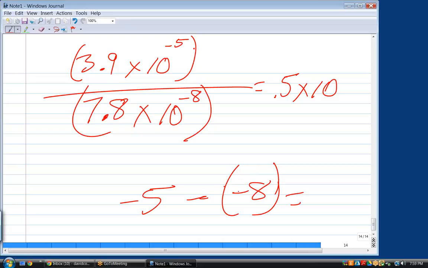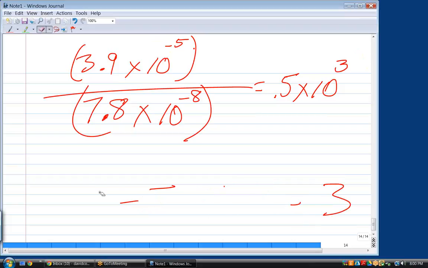Positive 3? Yeah. In other words, these two minus signs become a positive sign. So it's the same as minus 5 plus 8. Whenever you have a positive and a negative number that you're adding together, you subtract them and put the sign of the bigger number. That becomes positive 3. So that's the exponent. Positive 3, is that scientific notation?